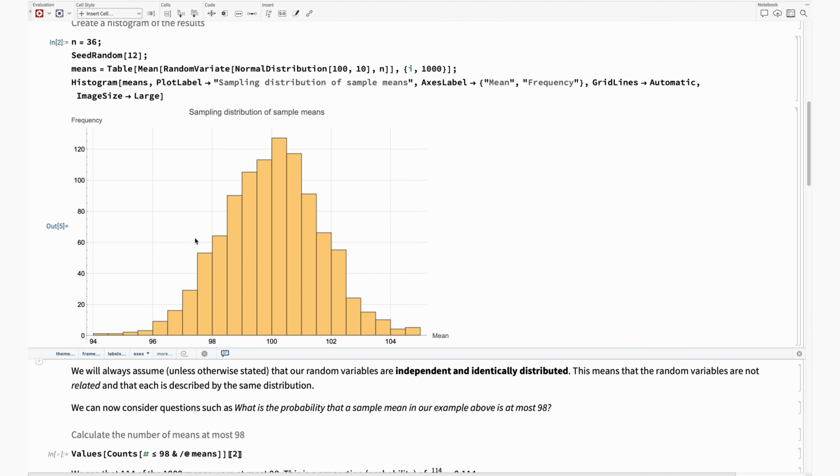By the Central Limit Theorem, we should see something that resembles a normal distribution. At least you can start to see that with this histogram, although doing it 1,000 times is not nearly enough. Theoretically, we're thinking about doing this an infinite number of times. But we've done that 1,000 times.